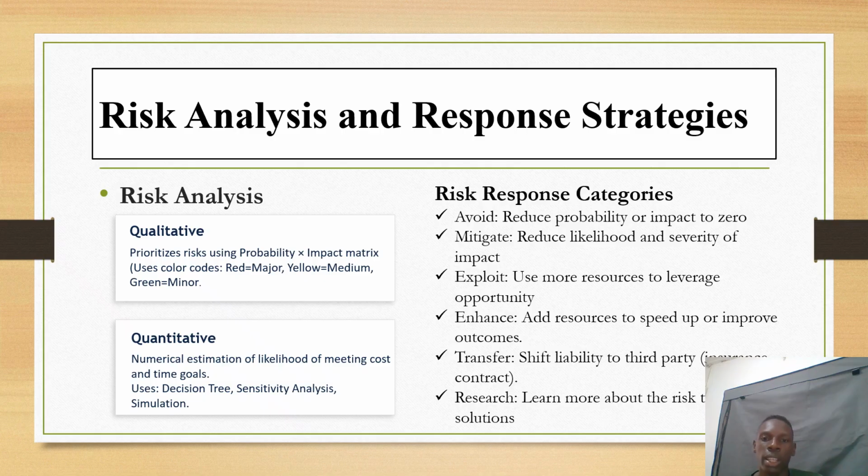We also use another strategy called exploit, where we use more resources to leverage opportunity. Go ahead and enhance. This is by adding resources to speed up or improve the outcomes. Then we transfer. This includes shifting the liability to the third party, the people who are not involved in the risk, so you can shift the liability to them.